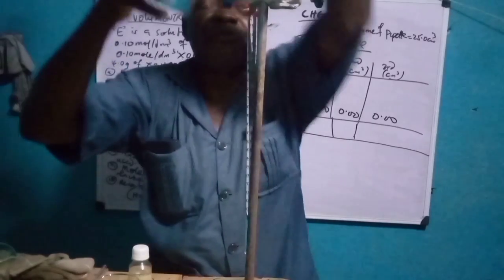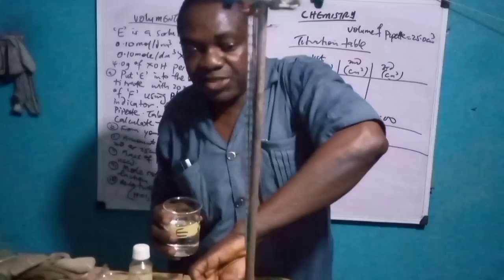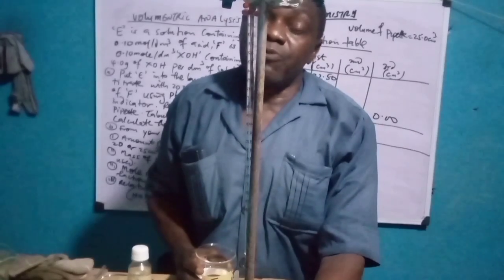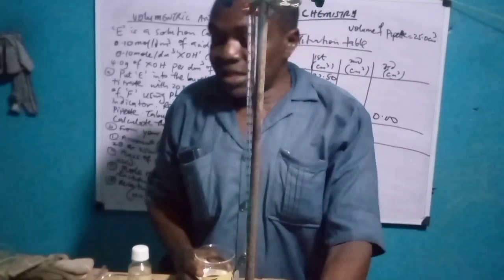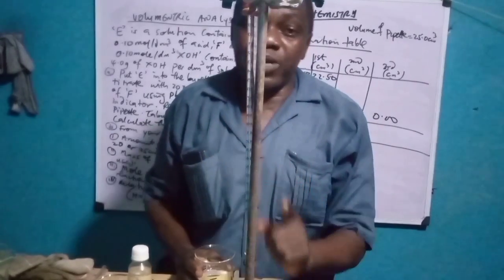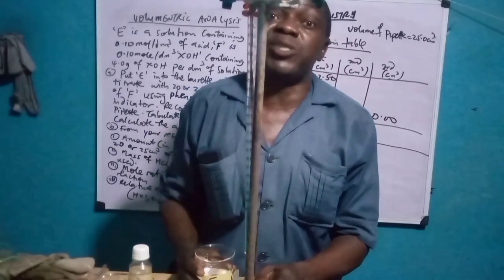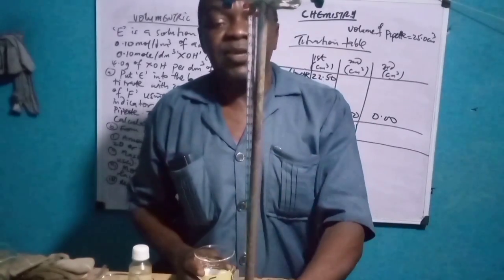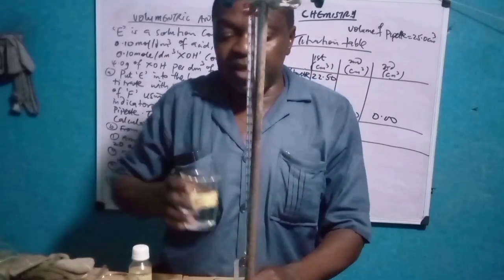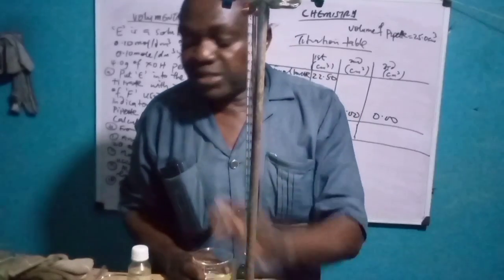Remember, you must remove your funnel. You must, before you start titration, remove air bubbles from the burette and also from the pipette. If you say from the burette only, they will not give you any mark. In both tools which you are using for this experiment, if you apply it to the burette, you must apply it to the pipette. Don't forget that. Remove air bubbles from the burette and the pipette.